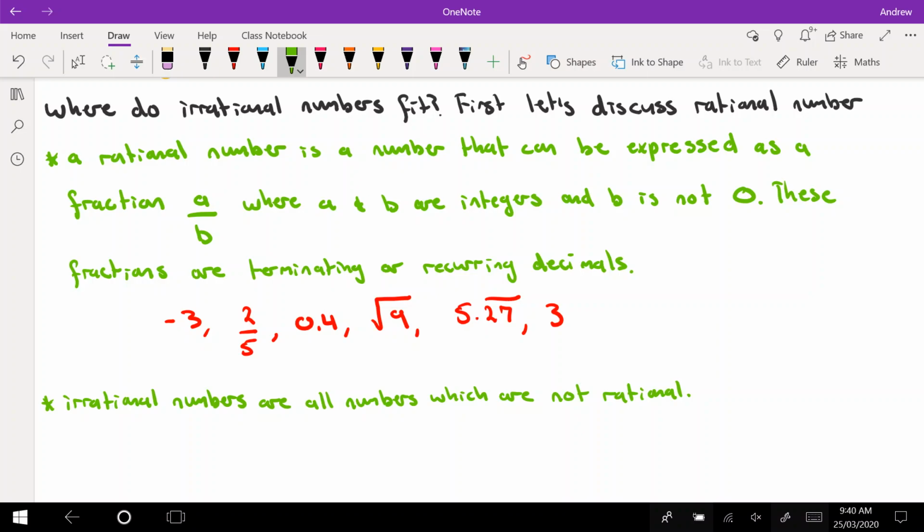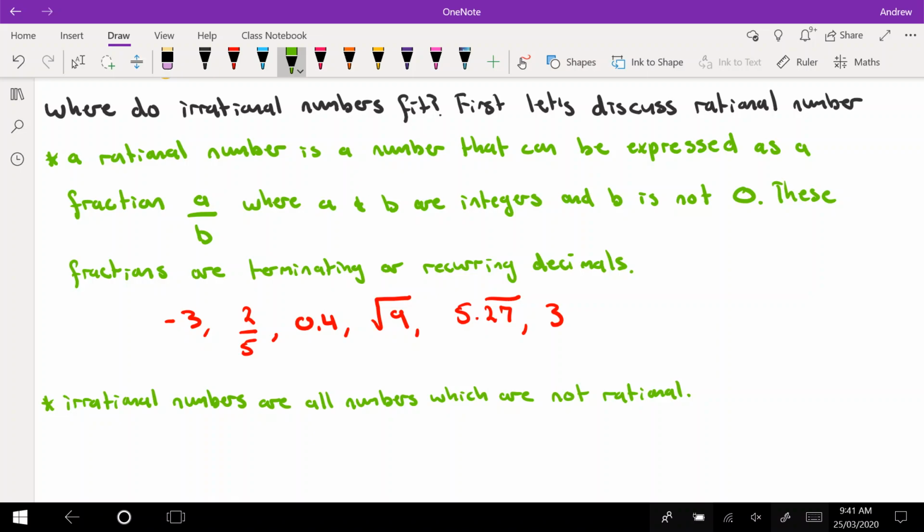Sean? Leo? I'm thinking that it's going to be a number that goes on forever, always changing and not recurring. Exactly. It is a number that will go on forever and ever and ever, not repeating, not terminating, just no pattern.